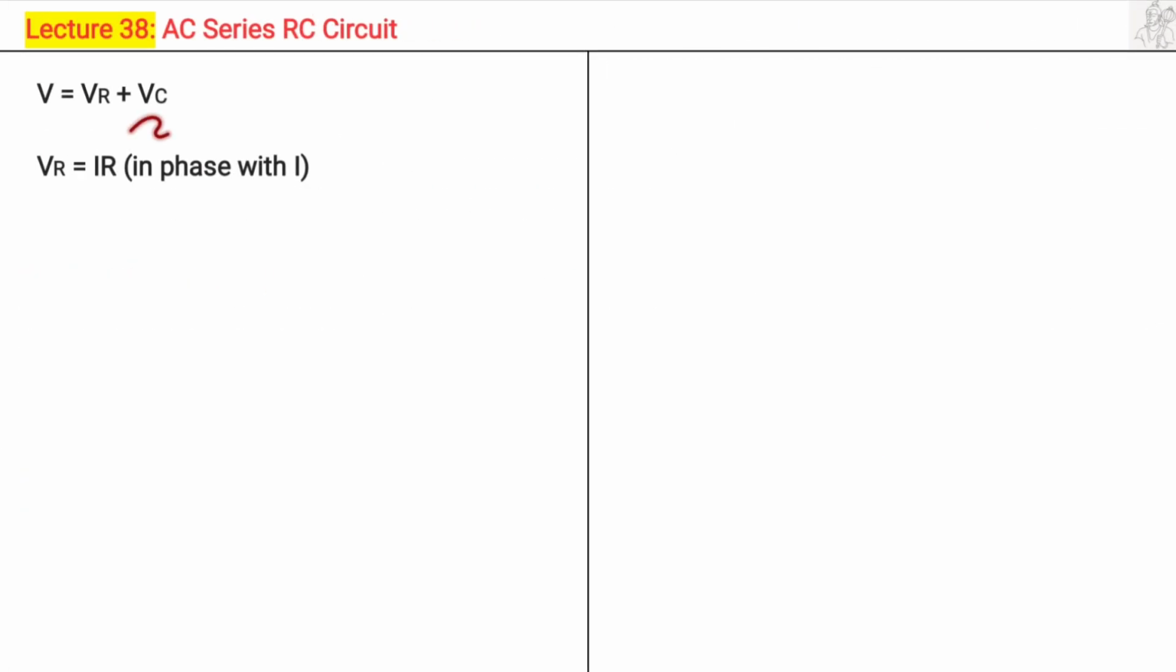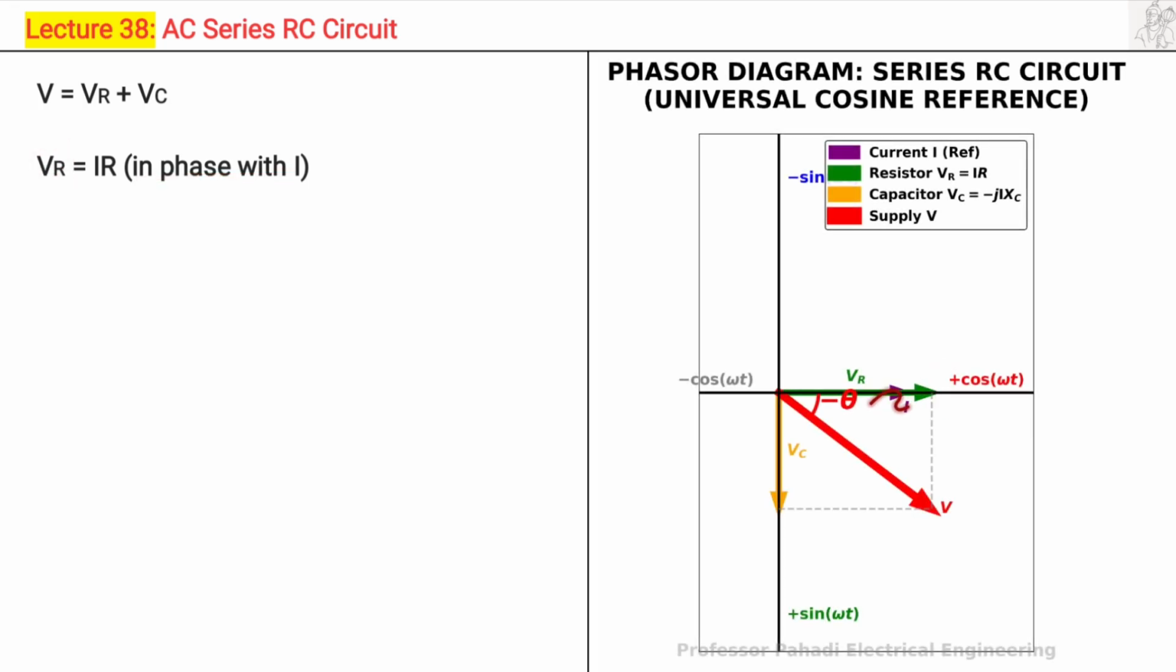Now VR is simply equal to I into R, and this VR is in phase with the current. This can be shown with the help of a phasor diagram. Here the I phasor is given by the purple phasor, and the VR phasor, the green phasor, is in phase, or in the same line, with the purple phasor. Now VC is simply I into minus jXC, and it lags the current by 90 degrees. In the phasor diagram, this is shown by the VC phasor, which lags the current phasor by 90 degrees.